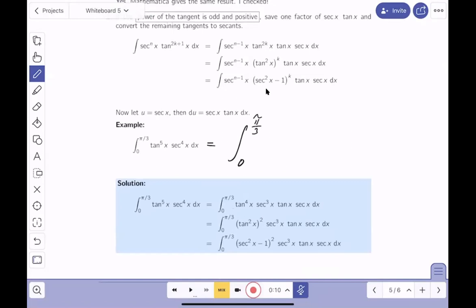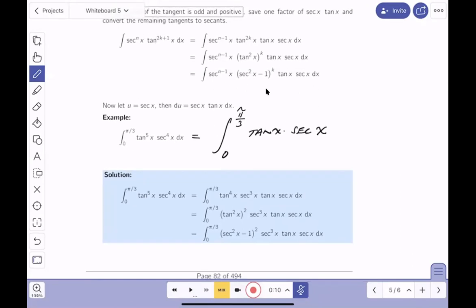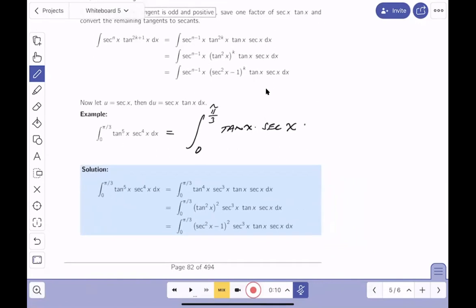Again, we're seeing about the recipe. The power of the tangent is odd and positive, the fifth power. Save one factor of secant tan. I'm going to save one of the factors of tangent, and I'm going to save one of the factors of secant. I did that. And convert the remaining tangents to secant. Well, I haven't done that yet. Let me write down what I'm left with though. I'm left with tangent to the fourth and secant cubed. I hope you can agree that those two integrals are the same.